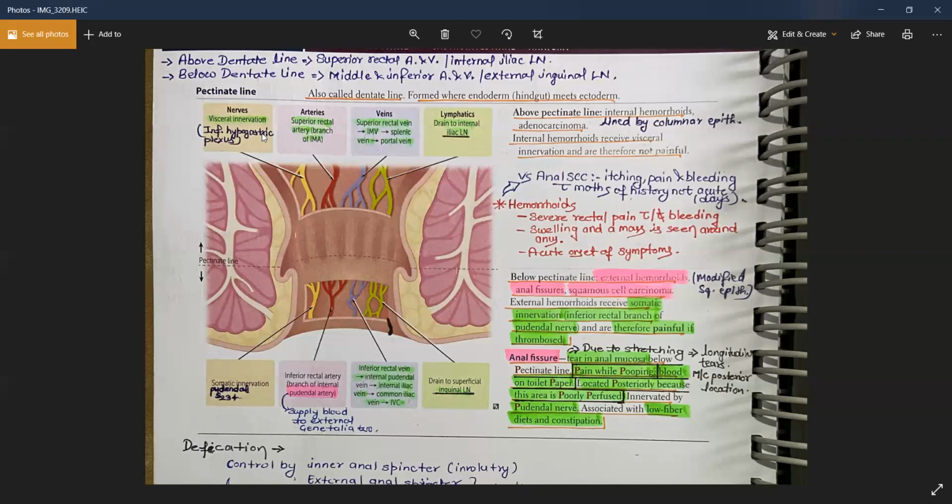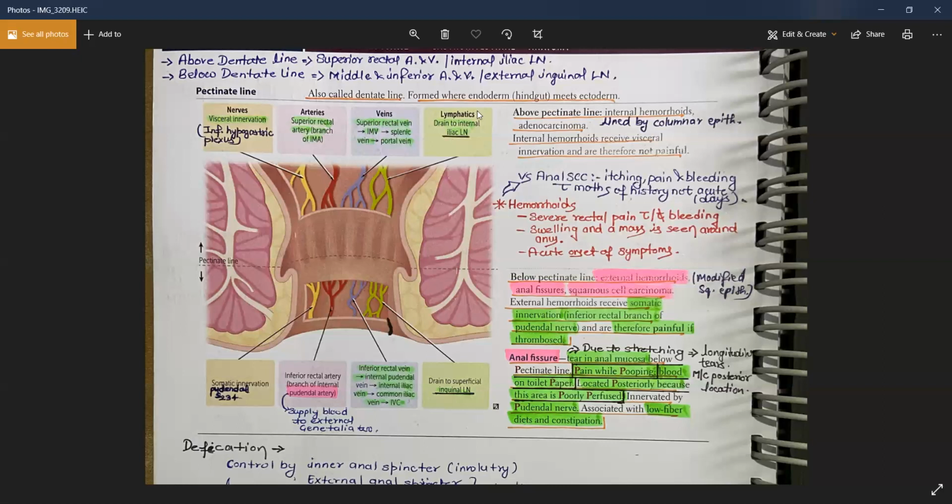This was a huge confusion during my preparation, so please make sure you don't confuse the two. The names are very similar, but this is the sympathetic one. The arteries, the superior rectal branch of the inferior mesenteric artery, supply the upper third of the anal canal. For the veins, you have the superior rectal vein draining into the inferior mesenteric vein, then to the splenic vein, and then to the portal vein.